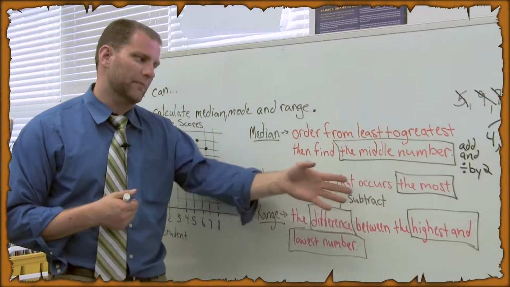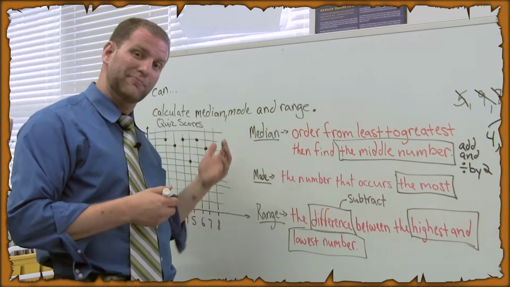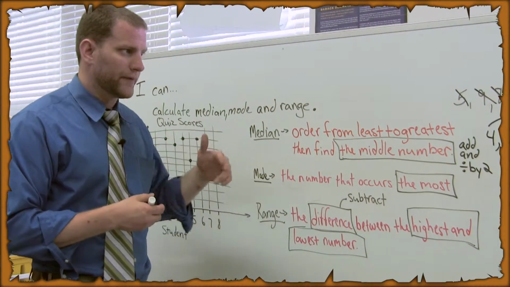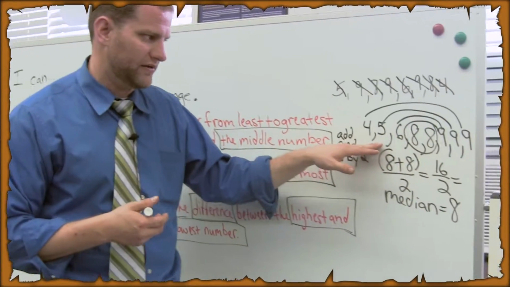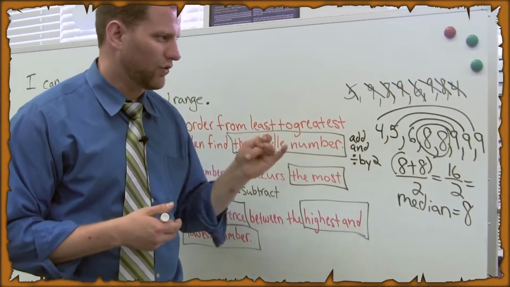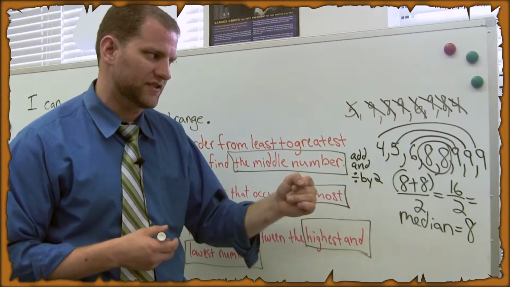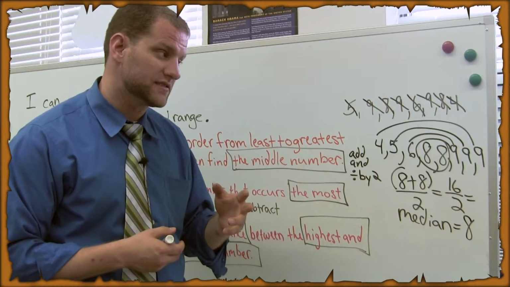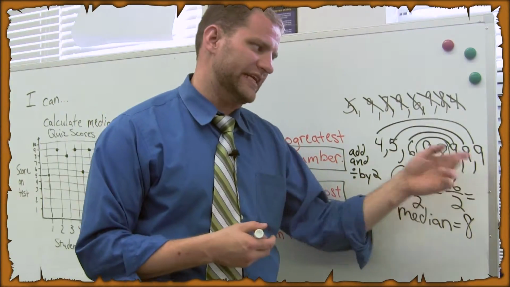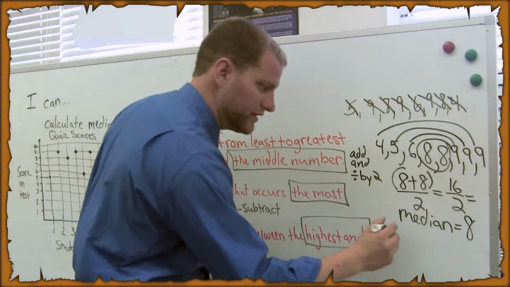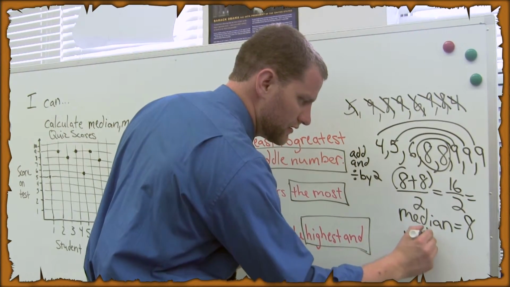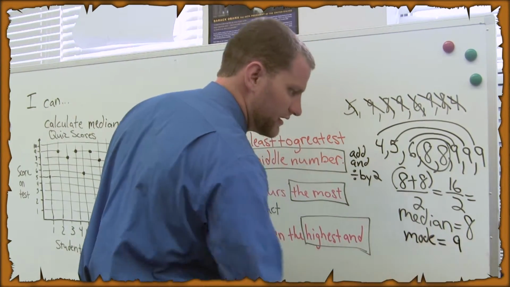Now, once we've calculated our median, we're going to move down to our mode. The mode is the number that occurs the most. So when you think mode, think most. We go ahead, we walk straight over to our data. Take a look, what number shows up the most? I have a 4 once, a 5 once, a 6 once. My 8 shows up twice, but in this case we have 3 9s. So we know our mode is going to equal 9.